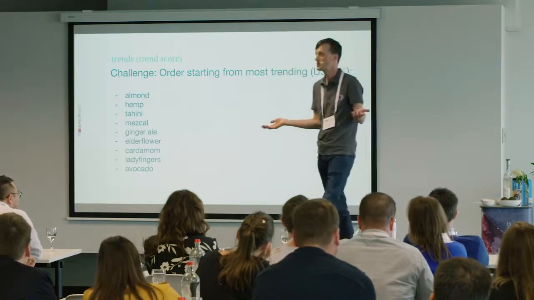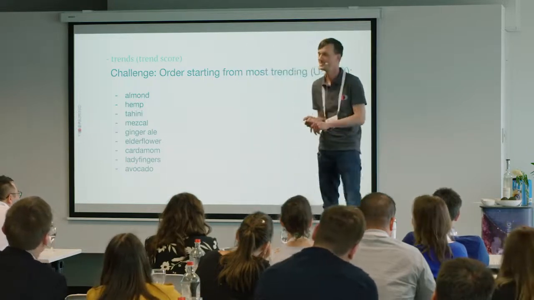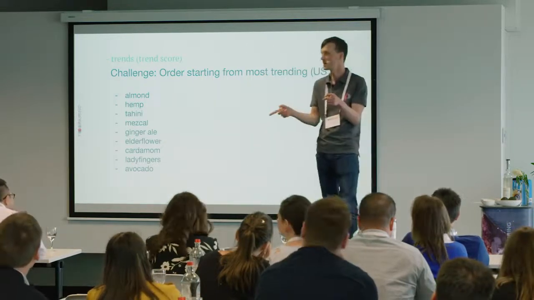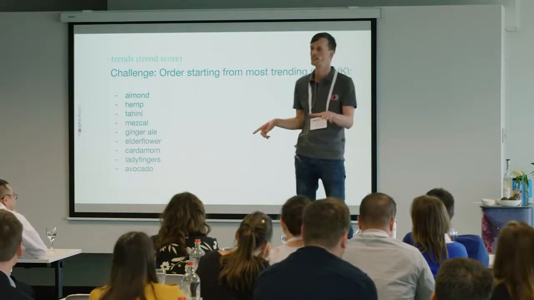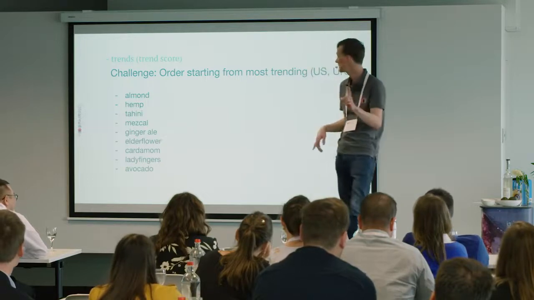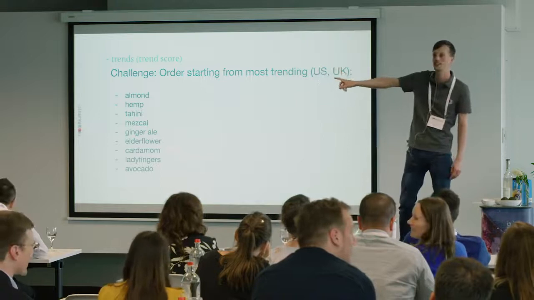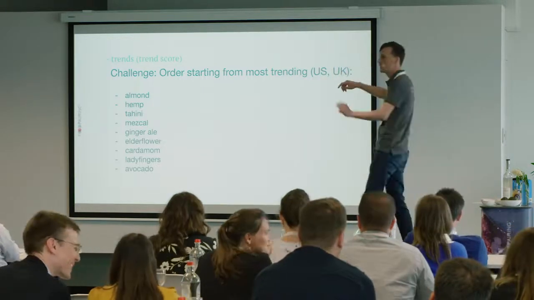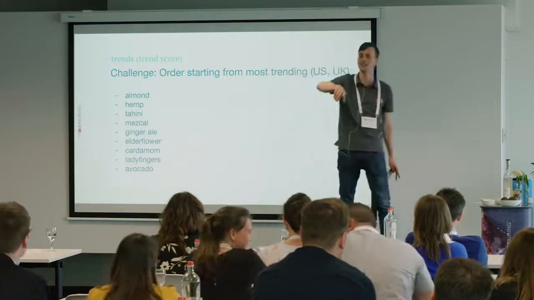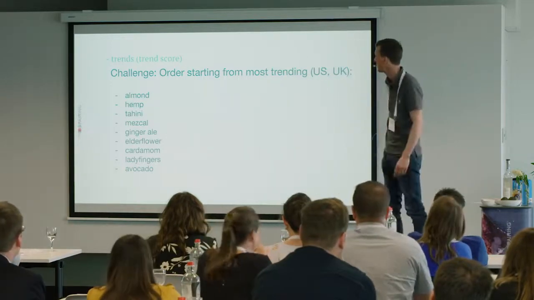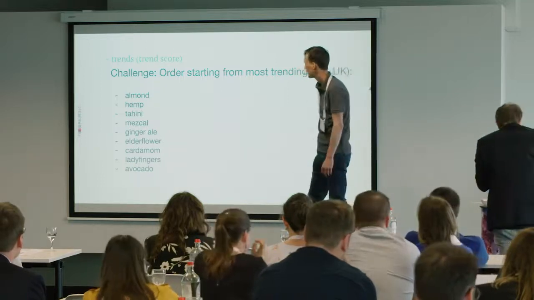What do you think is the most trending ingredient from all those? Avocado, cannabis. Cannabis, yeah. Cannabis is high. Avocado is also high. Elderflower. Yeah, actually, from all of these, elderflower is the most trending, followed by almond, then cannabis and hemp. Then we go into the avocado.